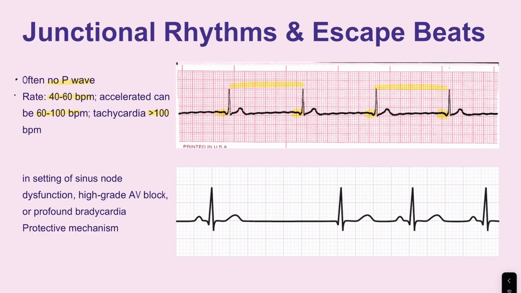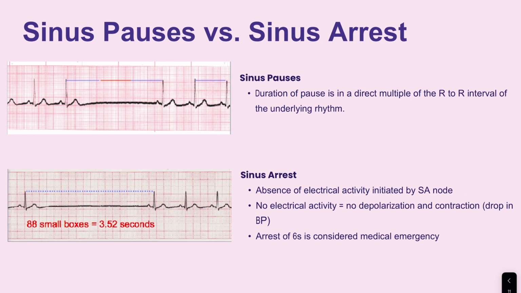And in the setting of sinus node dysfunction, high grade AV block or profound bradycardia, we can see our escape beats, which is this guy right here. And this is a protective mechanism, really. Remember, if you have this pause, and if it's greater than 6 seconds, it's a medical emergency. So our heart doesn't want generally to have metabolic emergencies, right? And so we've got these backup mechanisms. So if your SA node fails and it's not working, it's not producing these signals that it needs to, well, your AV node can kick in and produce this junctional escape beat, which can sometimes help get things up and running again.